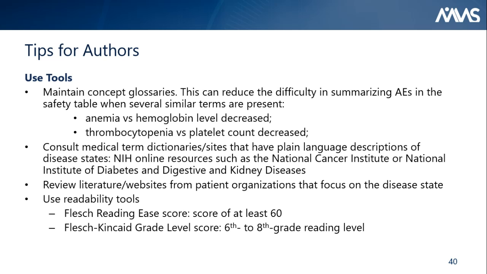And finally, we do make use of readability tools that are built into Microsoft Word, such as the Flesch Reading Ease and Flesch Kincaid grade level scores that we discussed earlier. So for the Flesch Reading Ease score, we typically aim for a score of at least 60, and we typically aim for a US 6th to 8th grade reading level for the Flesch Kincaid grade level score.